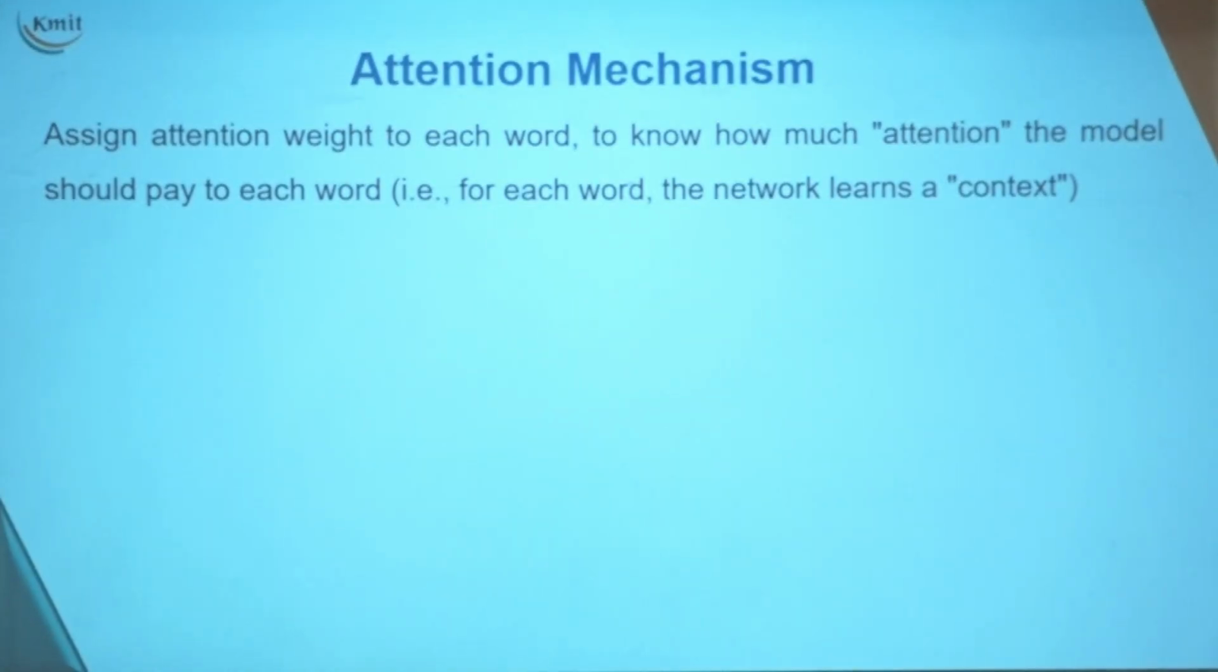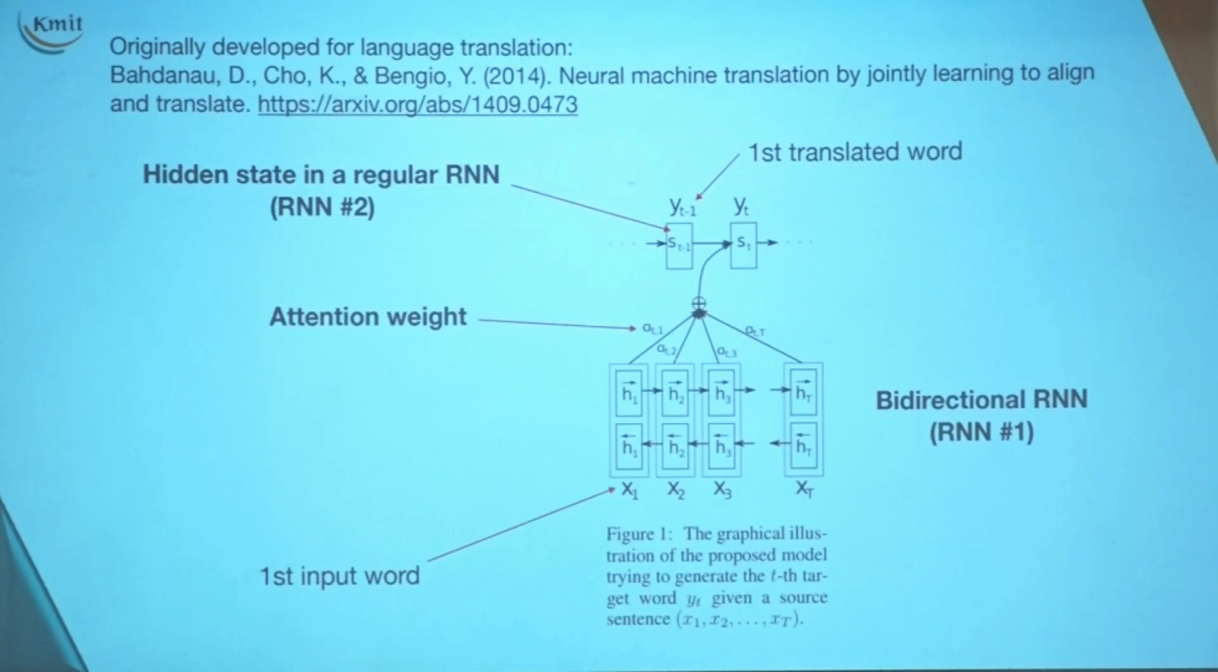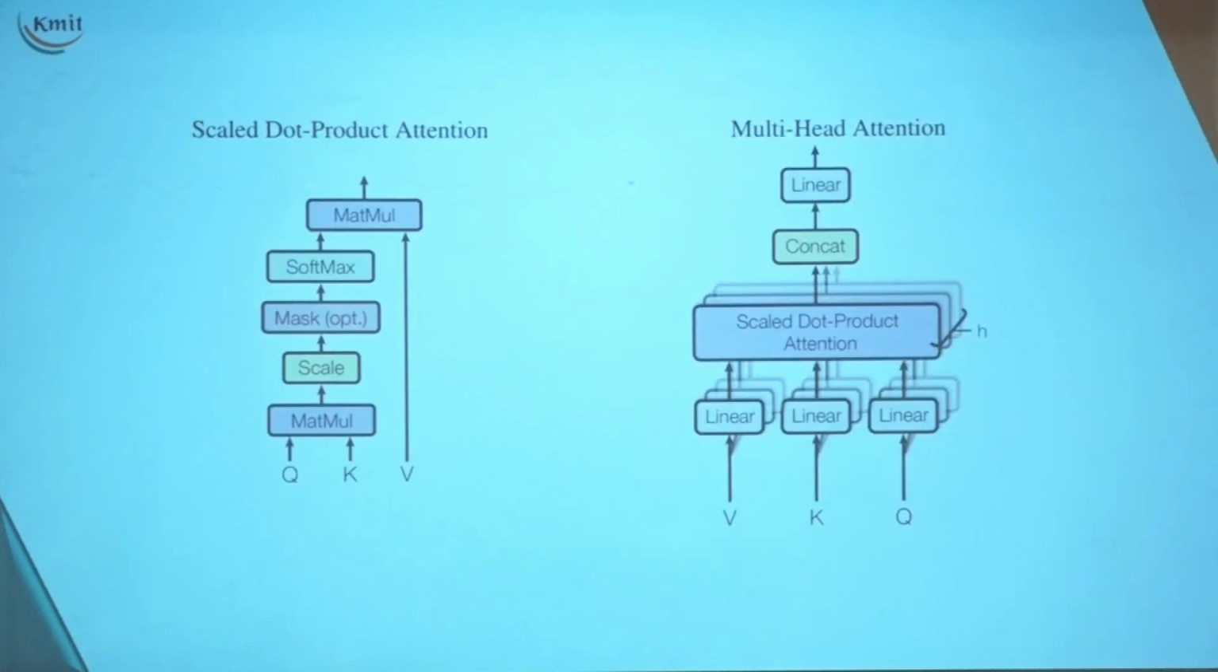Okay. So we have seen what attention mechanism is all about. What was attention mechanism? It assigns attention weights to each word to know how much attention the model should pay to each word, such that the exact context of that particular word would be depicted. We have already seen in the original paper how RNN works and how attention mechanism is, I don't want to repeat this. So these are 2 things that I would like to focus on today in this session.